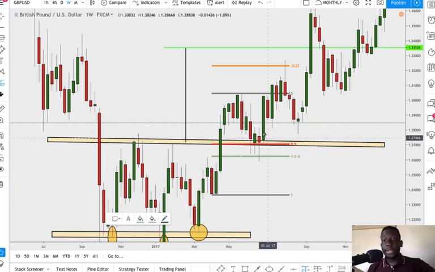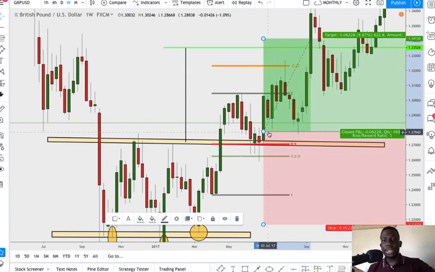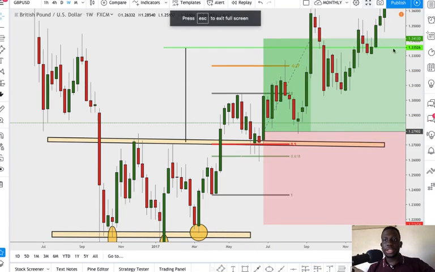So I actually did trade this market, so I bought here. And instead of my stop losses coming all the way down here, now let me expand this properly.